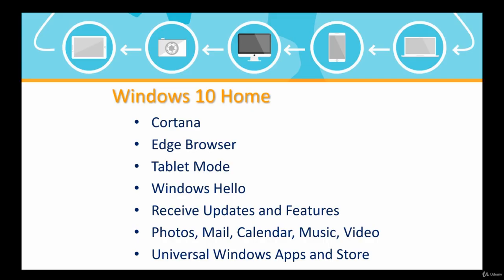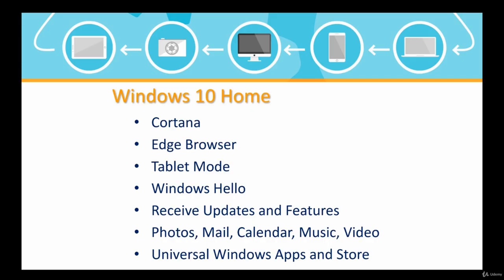You have the tablet mode, which allows you to jump back and forth between desktop mode and tablet mode. This is especially helpful if you got a Surface tablet, touchscreen. You got Windows Hello, which is Microsoft's biometric technology. This will support things like facial recognition and other biometric technologies. You can receive updates and features directly from Microsoft, and some of those updates can be deferred to a certain extent. You have photos, mail, calendar, music, video.